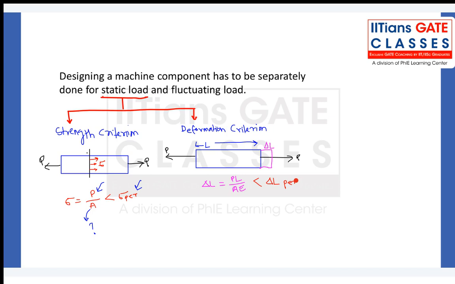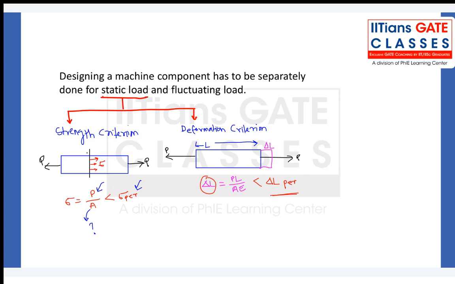So what will happen because of this? The machine will get jammed. So all the deformations have a particular limit. That is nothing else but delta L permissible, the maximum permissible deformation possible. So the deformation produced should always be less than delta L permissible.